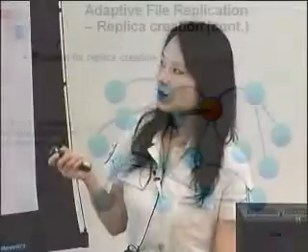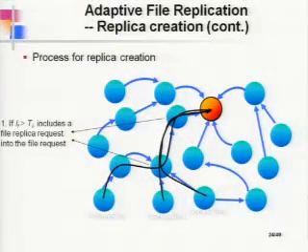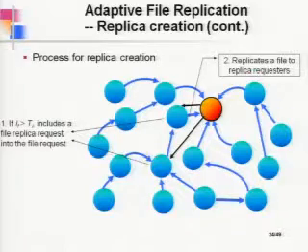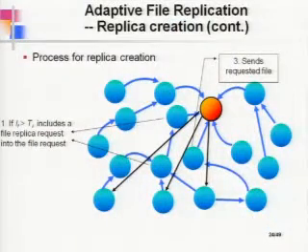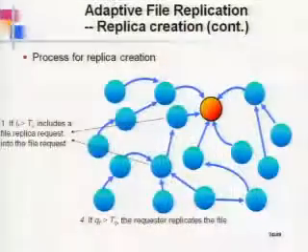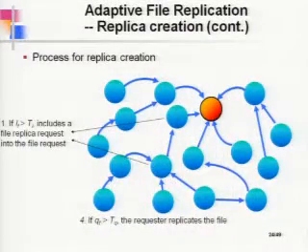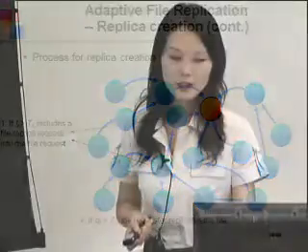So those nodes will check whether their LF is greater than TL. If yes, they include a file replica request into the file request. And then after the server receives the request, the server will replicate the file to the replica requesters, and also send the file back to the requester. And then the requester checks its QF. If QF is greater than TQ, the requester will replicate the file.